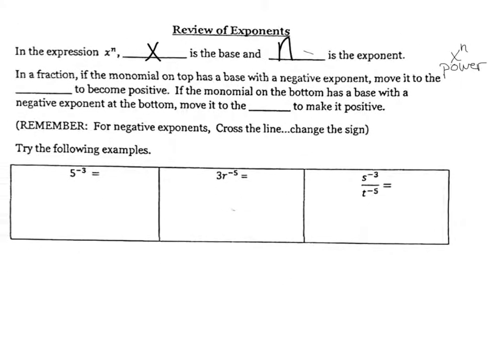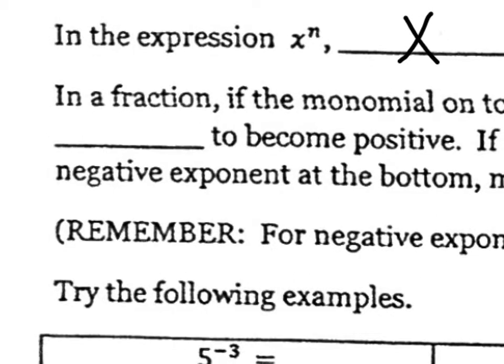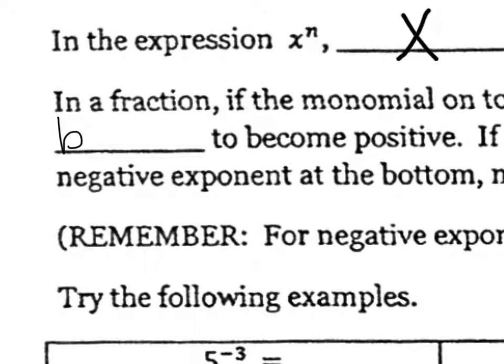Now, the first type of exponents we're going to look at are what we call negative exponents. Negative exponents do not make a number negative. What they do is they make the number smaller, like a decimal. So we're not allowed to have negative exponents in expressions that are simplified, so we have to get rid of them. And the way that we get rid of them is we move its position. So for example, if the monomial or the expression on top has a base with a negative exponent, then we would move it to the bottom to become positive.